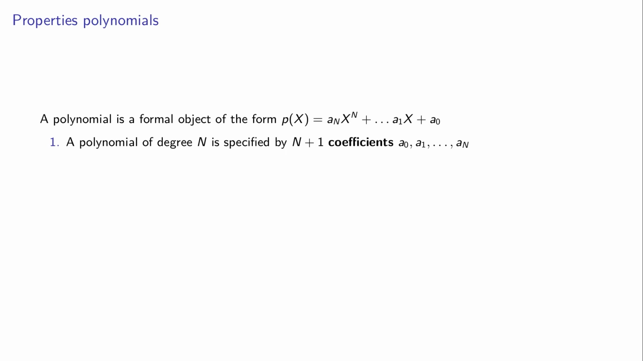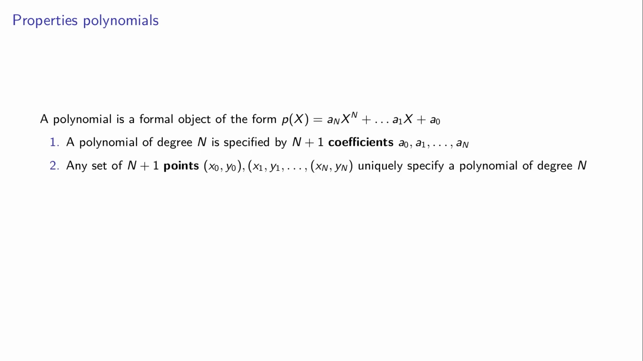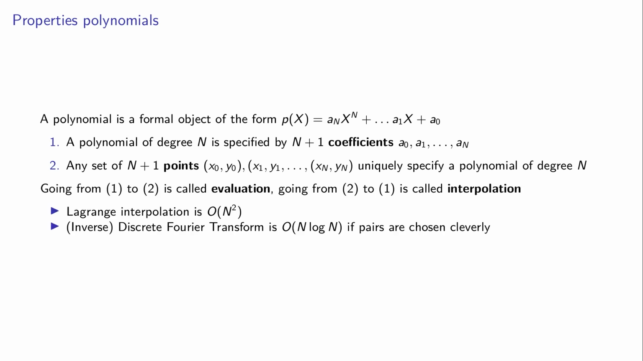Another way, we just use this fact of specifying a polynomial of degree n, is by having any set of n plus 1 points. Okay, so any set of n plus 1 points also uniquely specifies a polynomial of degree n. And so some terminology, going from one representation to the second representation, we call that evaluation. Going from 2 to 1 is called interpolation, and Lagrange interpolation is a specific case of that.